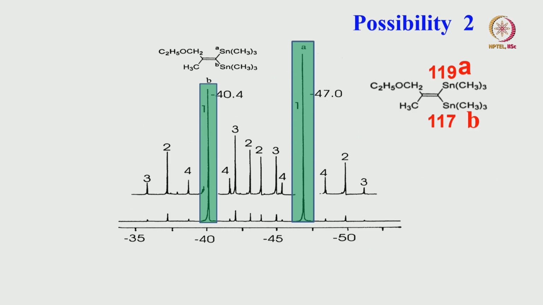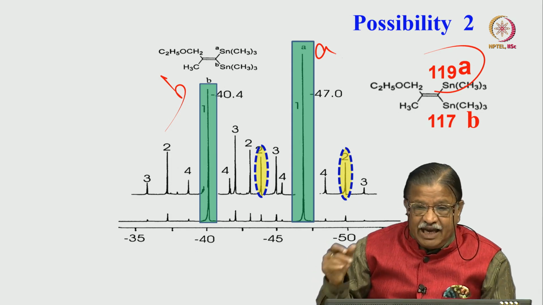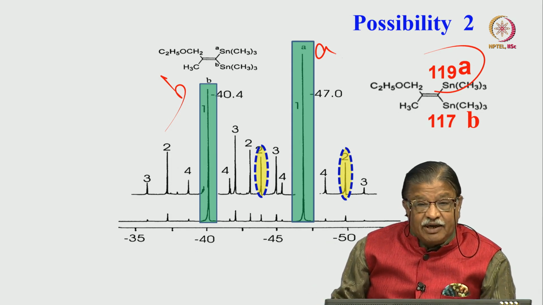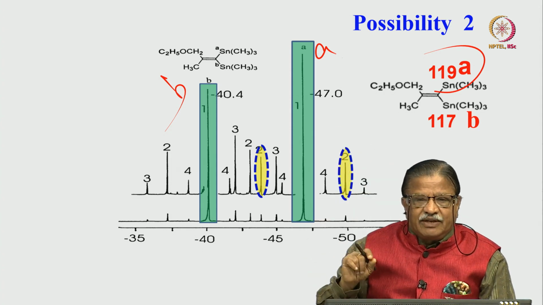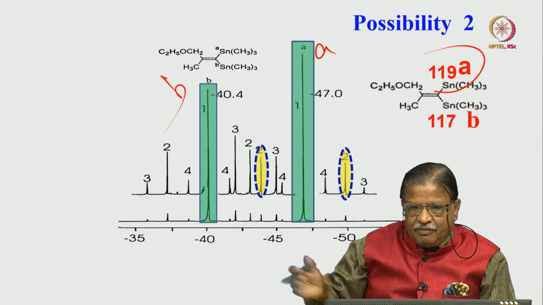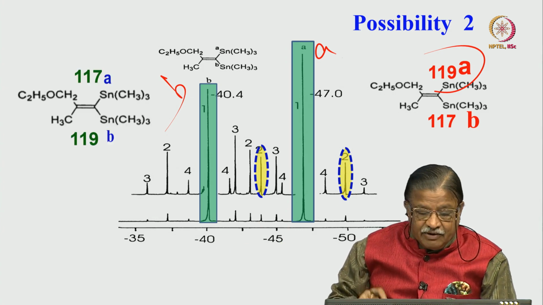This we have already assigned. For this possibility, I said one is A, other is B. I have written this is A, this is B. So, this is one doublet, because I said the AX spin system has to be a doublet. The other doublet, where is it going? Tin 117 resonance, which we are not seeing here, 8.3 megahertz away.